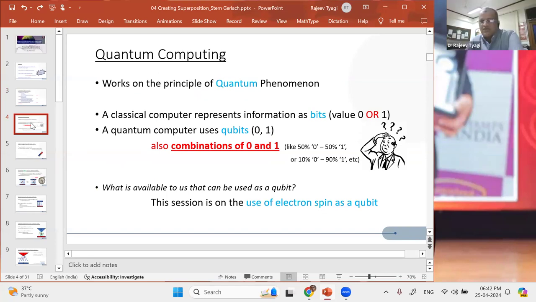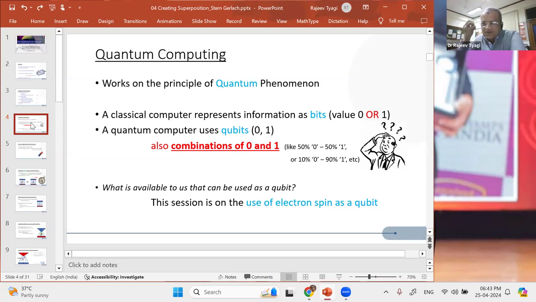Okay, thank you. So quantum computing works on the principle of quantum phenomena. A classical computer, the usual one that we all use, represents information as bits. And those bits can have a value of 0 or 1. It's not both at the same time. It is either 0 or 1. So one bit can store either 0 or 1. The quantum computer uses qubits, 0, 1, and also combinations of 0 and 1. Now by combination, I mean that you can have things like 50% 0, 50% 1, or even more weird, 10% 0, 90% 1, things like that.